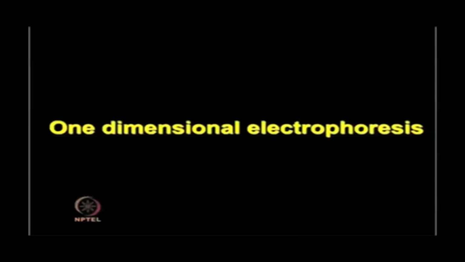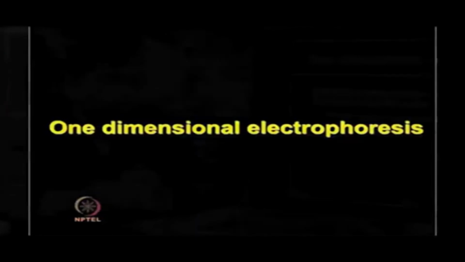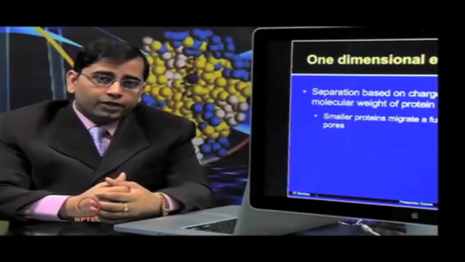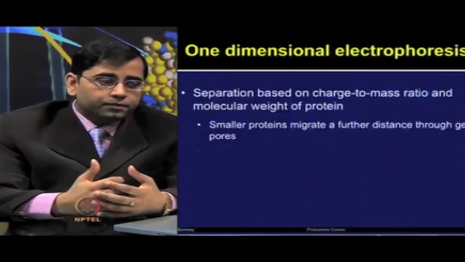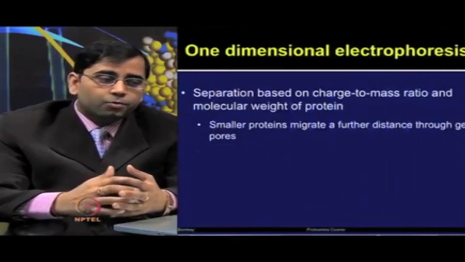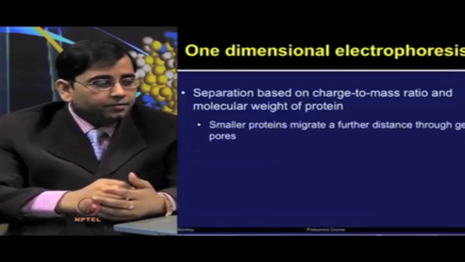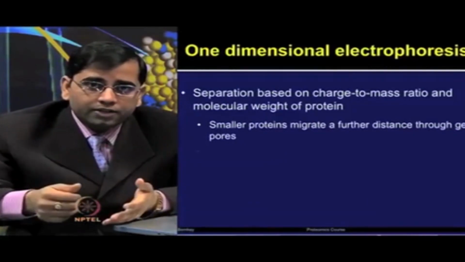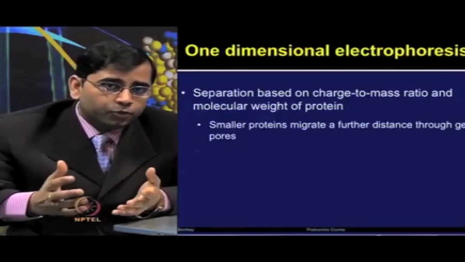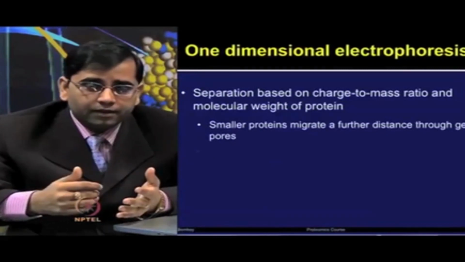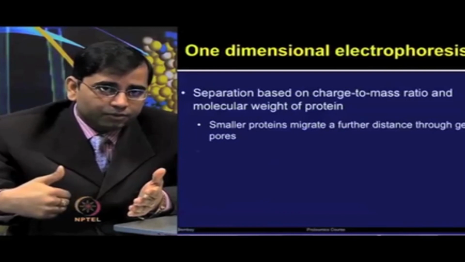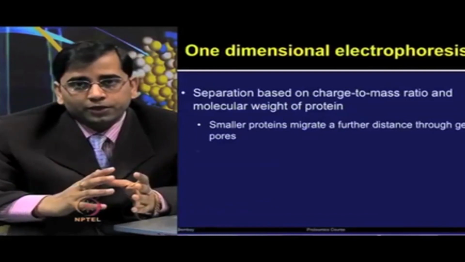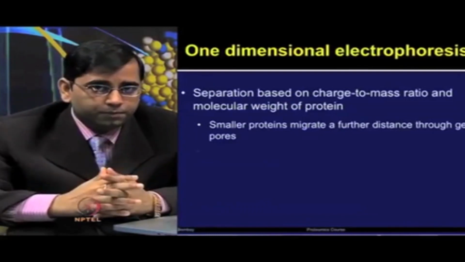So now we will describe one-dimensional electrophoresis, some of the concepts involved in that. In one-dimensional electrophoresis, the separation is based on the charge to mass ratio and the molecular weight of the protein. Therefore, on a given gel, the smaller proteins in the electric field will move further down, and the higher molecular weight proteins will remain on the top.